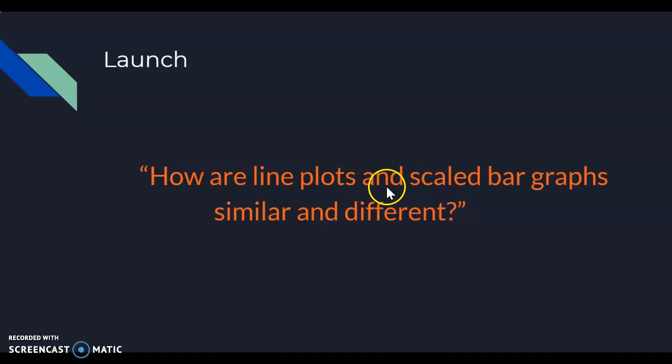Okay, so there can be many answers for this particular question. But when you talk about how they are similar, if your idea is that they contain the same type of information or data, that will be correct. And for the question of how they are different, if you were thinking along the lines of line plots do not have actual bars, however the bar graphs do, then that also would be a correct answer.